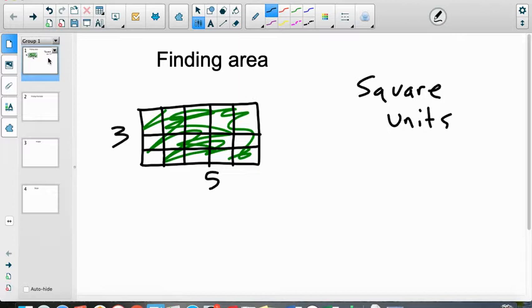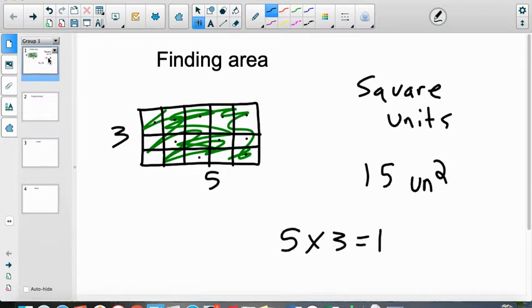So there's 5 squares going across, 3 squares going up. So you can simply count the number of squares to get 15 square units. Or for a rectangle, you can take 5 times 3 to get your 15 square units. As we go along in the course, other shapes are going to have different formulas you can use to find the area.